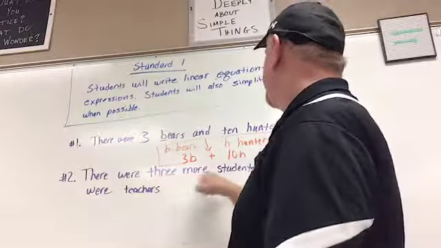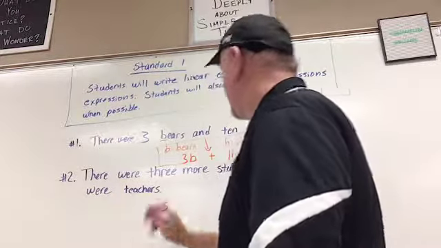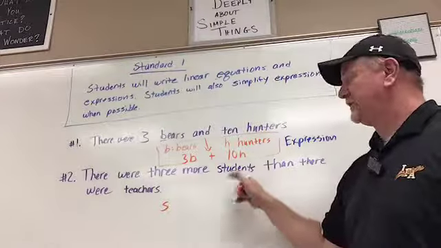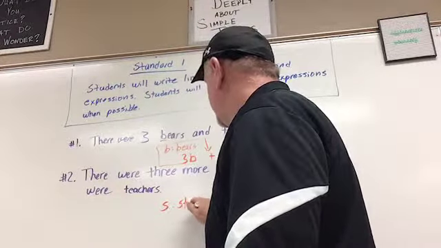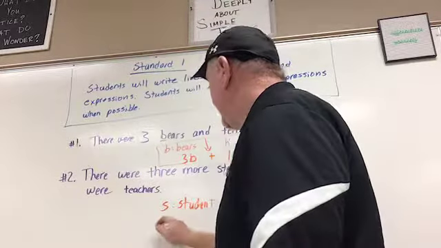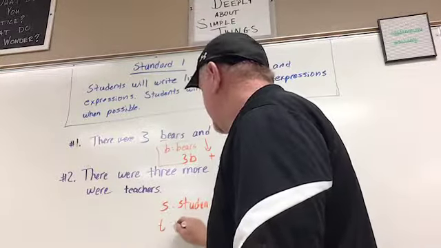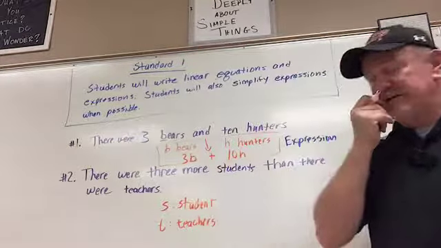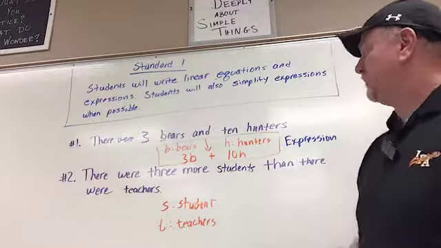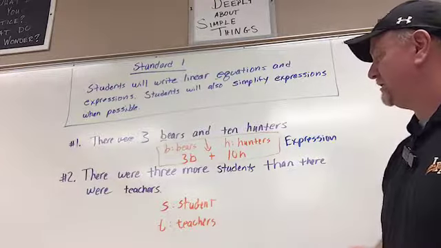And there were 3 more students. So let's choose S. Seems to work well for students. So we're going to define S as students, and T is our teachers. Now I have to pause and reread it one more time. There were 3 more students than there were teachers.